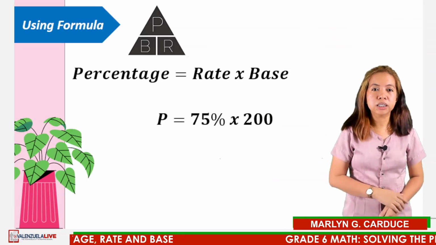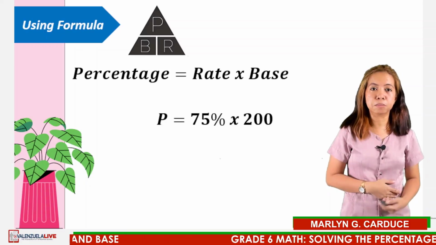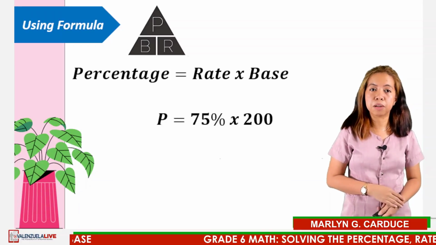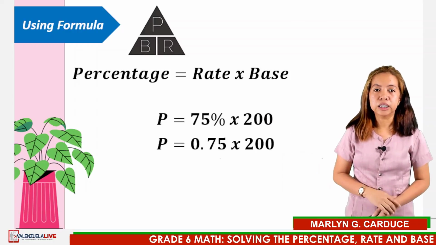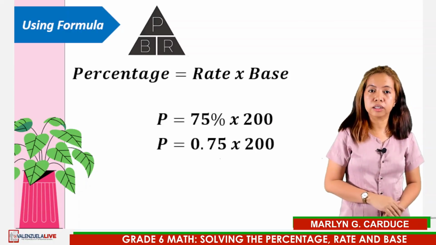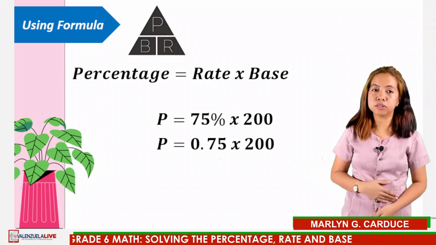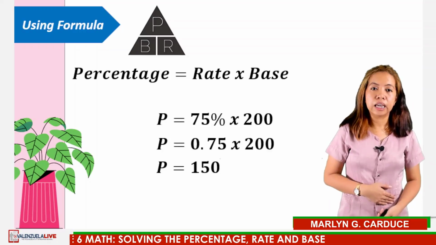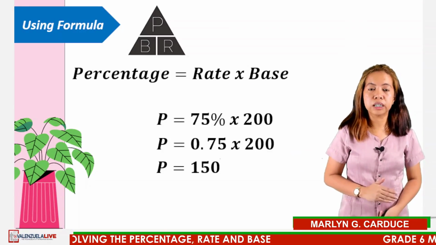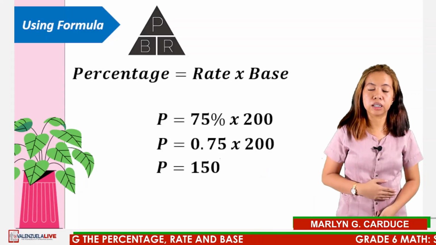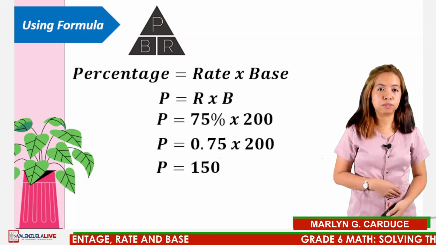So substitute all the values of the rate and the base. Percentage is equal to 75% times 200. Then change 75% into decimal form, so that will be 75 hundredths times 200. Then multiply the two numbers, 75 hundredths times 200, and we get the product 150. So our percentage is equal to 150.